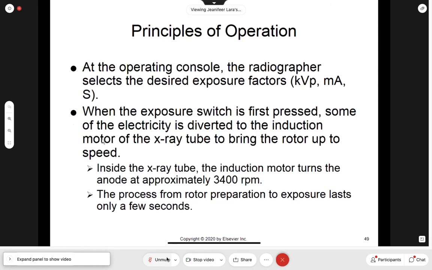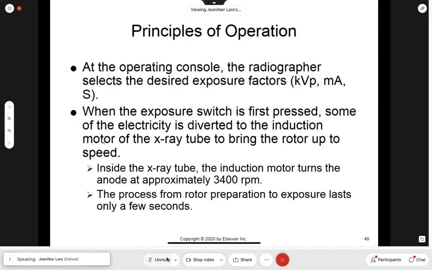So when we press that button on the x-ray console, some of the electricity is now operating the induction motor. What's the purpose of the induction motor? Aurora, what does the induction motor do? I'm sorry, Ms. Laura. I'm still trying to understand it. You know what, maybe I'll explain it in my own words, okay? All right, so thank you.